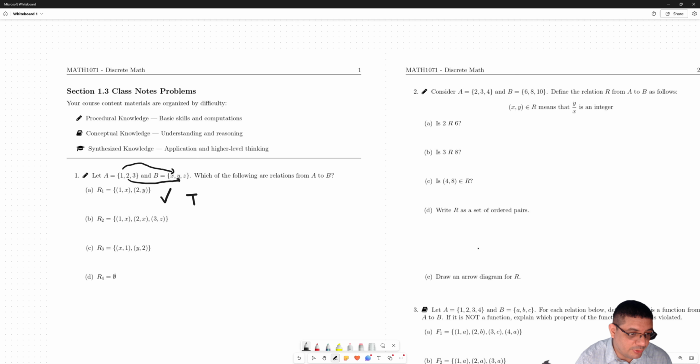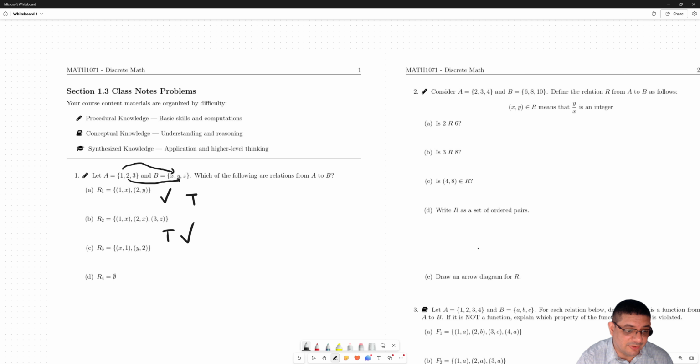For number 2, notice that we have 1 going to x, 2 going to x, and 3 going to z. This is still a relationship. It doesn't matter that we're going to the same place with different elements, that's fine.